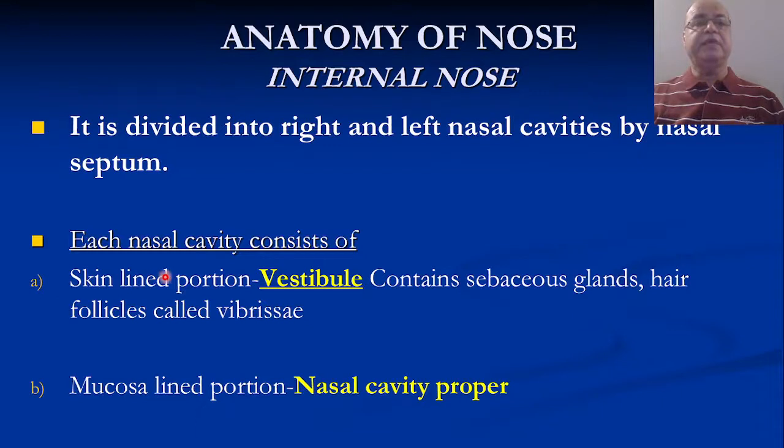One is the skin-lined portion, which is called the nasal vestibule, and as it is skin-lined, it has the adnexa of the skin, that is sebaceous glands and hair follicles, which are also called vibrissae. So a boil can occur only in the nasal vestibule, because a boil by definition is a staphylococcal infection of the hair follicles. We call it furunculosis as well. So it can occur only in the nasal vestibule, while the nasal cavity proper is that portion of the internal nose or nasal cavity which is mucosa lined.